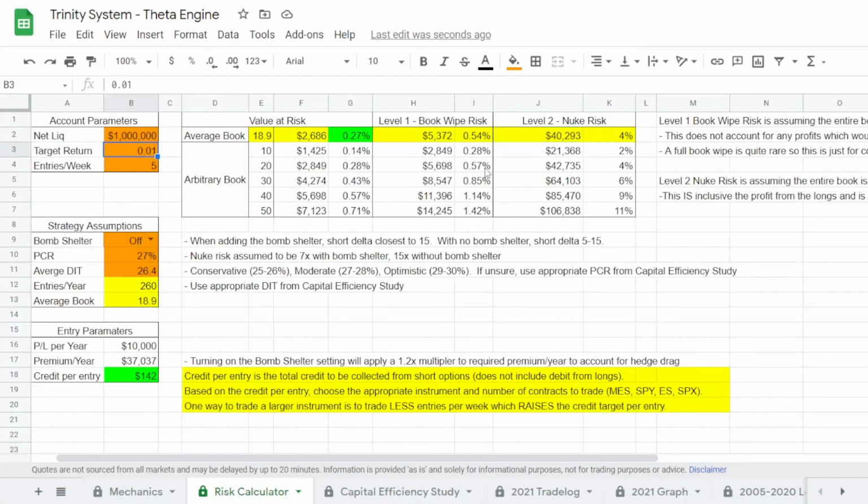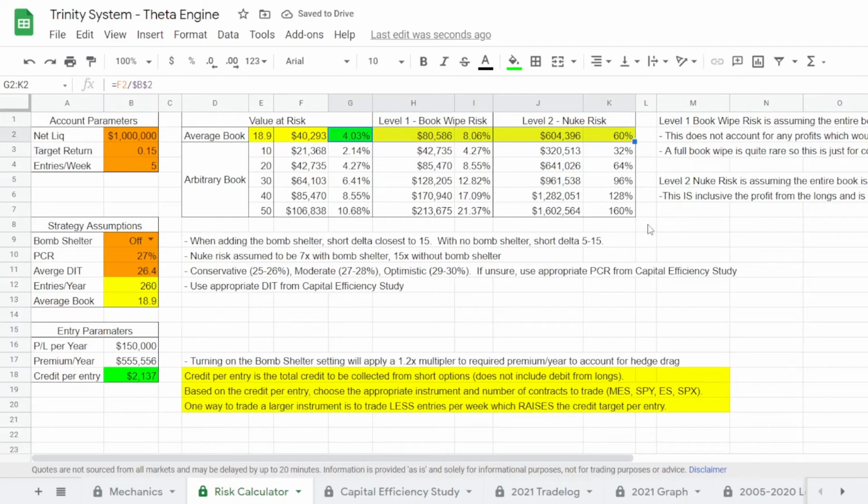So I'm going to just flip this. Now, obviously, you probably want to make more than 1%. So let's just say I wanted to make 15%. Okay, so I'm going to change the target return to 15%. All of the numbers will pretty much increase, but you should now kind of understand where we're coming from. Everything just 15x bigger, right?